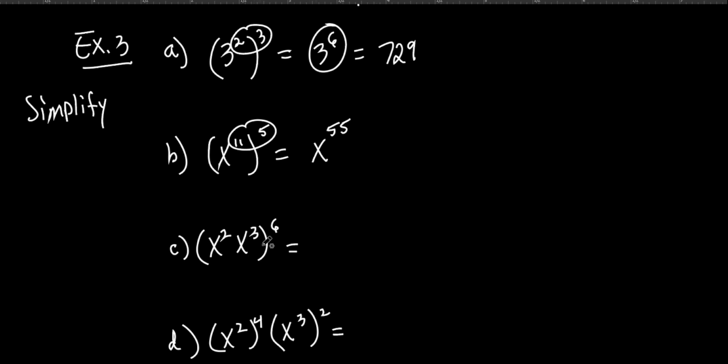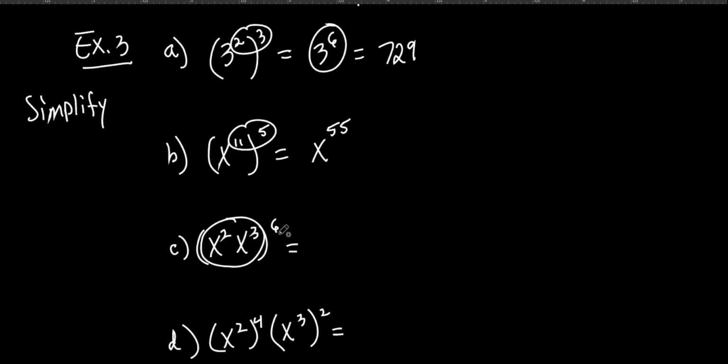Now this one's a little bit different. It's like a two-stepper. You could, if you wanted to, go x squared to the 6th, right? And what would you get? X to the 12. Then you could go times x cubed to the 6th. What would that be? X to the 18th. So then you could go x to the 12th times x to the 18th. What would you do with the exponents in that situation? If you're multiplying, you would add them. So it would be x to the 30th.